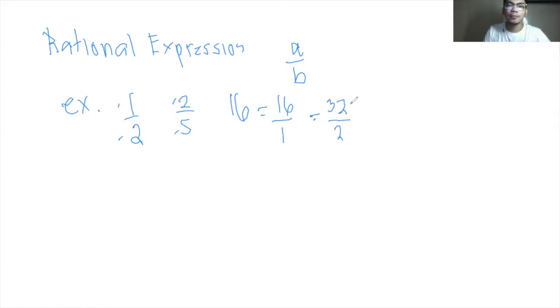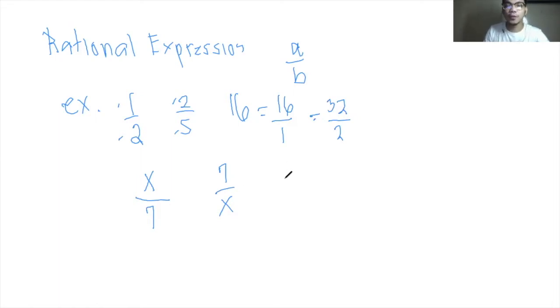Okay. But in algebra, it's possible that one of the parts of the fraction is missing. For example, you can say that can be x over 7. So the A here, which is the numerator x, is missing. We don't know what the value of x is. So it's also possible that the denominator is missing. For example, 7 over x. So these are some examples of rational expressions.